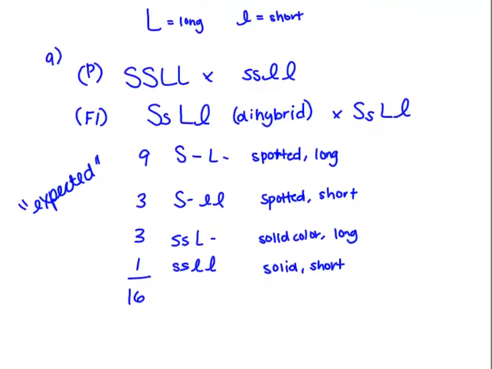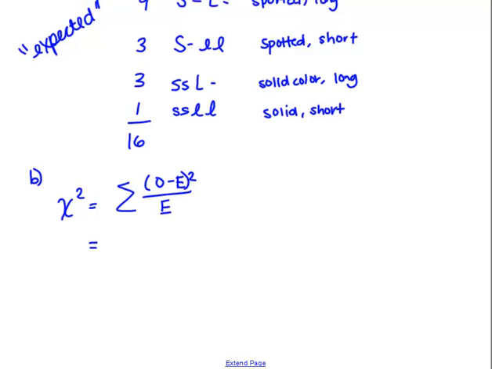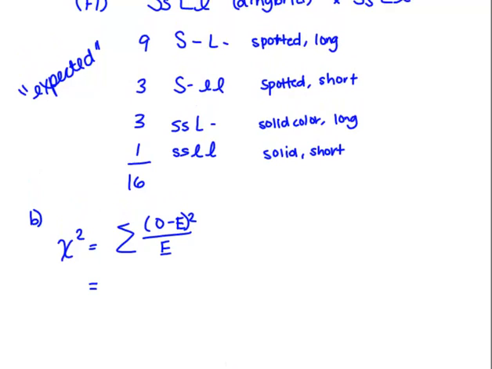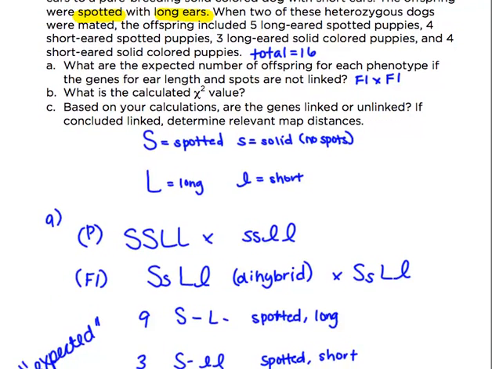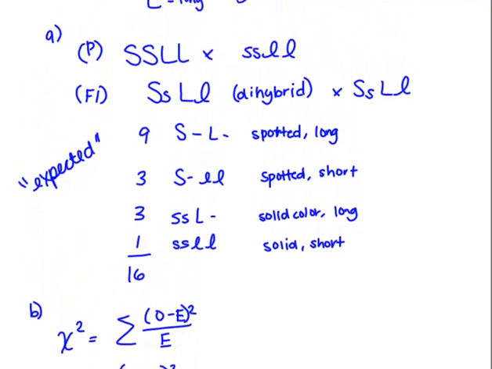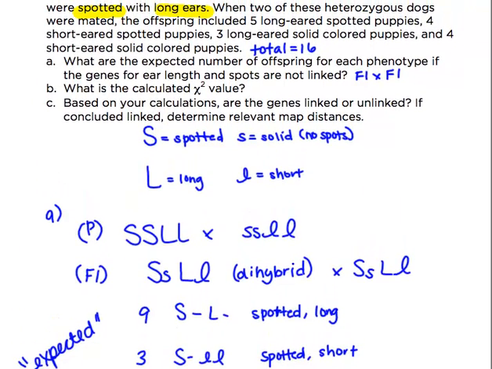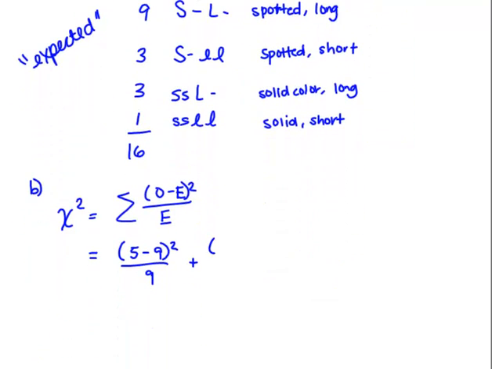Now it asks, what is the calculated chi-square value? Again, chi-square is the summation of observed minus expected squared over expected. So for the first class, spotted and long-eared, we expected 9, and we observed 5. So it's 5 minus 9 squared over 9. For spotted with short ears, we expected 3, and we observed 4.